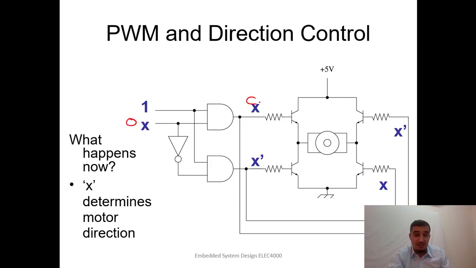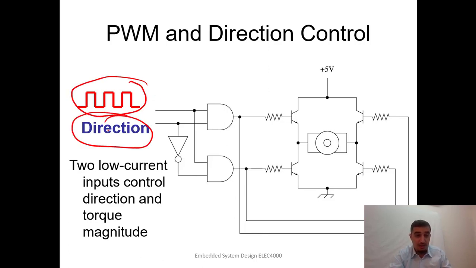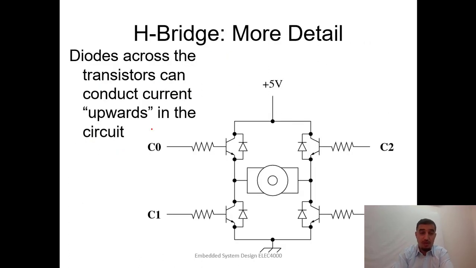So if this is 0, then this is 0, this is 0, this is 1, this is 1. The current will be flowing in this direction. Now if this is 1, the current will be flowing in the other direction. And this input will control the speed of the motor. So this signal is used for the speed and this signal is used for the direction of the motor. So we use pulse width modulation along with the direction to control the motor that we are using.